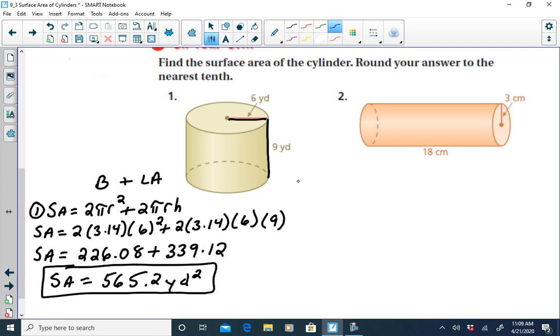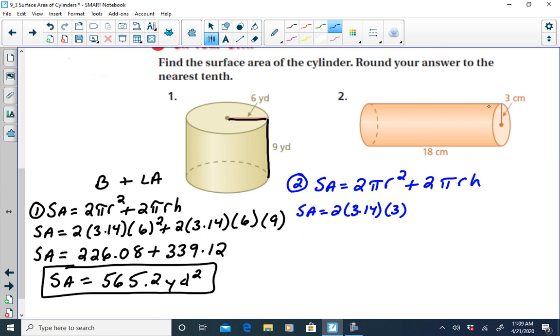All right. Problem 2, do it over here in blue. Start with your formula. Surface area is going to be equal to 2 times pi times r squared. That's the base area, plus 2 times pi times r times h. It's going to be your lateral area. Surface area is going to be equal to 2 times 3.14 times your radius, which is 3, right? That's right here. I'll highlight that in blue.